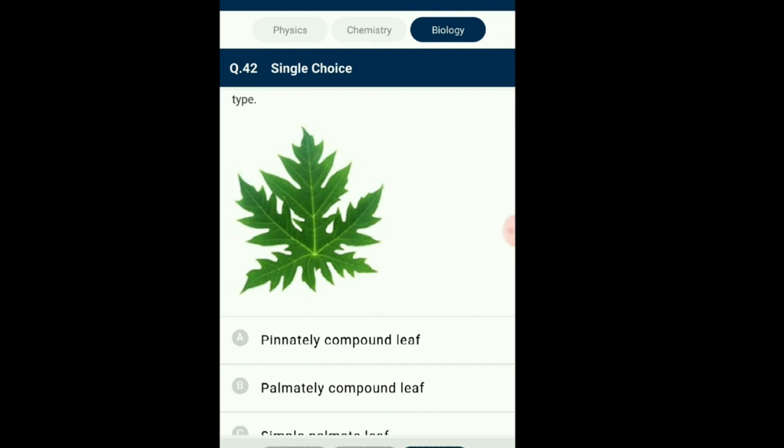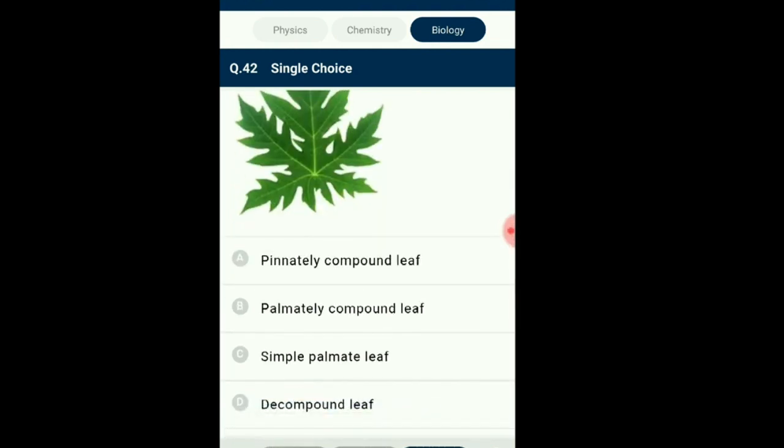In a pinnately compound leaf, a number of leaflets are present on a common axis, the rachis, which represents the midrib of the leaf, as in neem. In palmately compound leaves, the leaflets are attached at a common point at the tip of the petiole, as in silk cotton. A leaf having divisions that are themselves compound is called a decompound leaf. So the answer for this question is option C, simple palmate leaf.